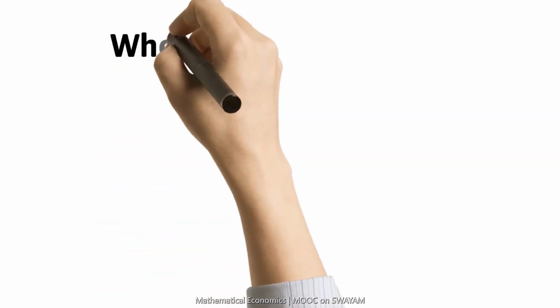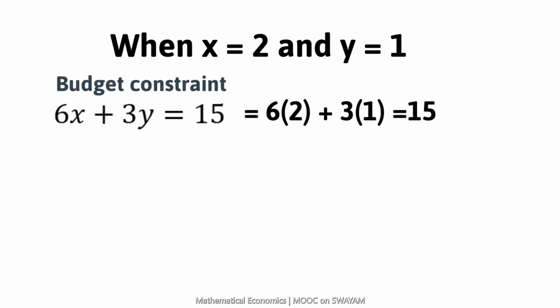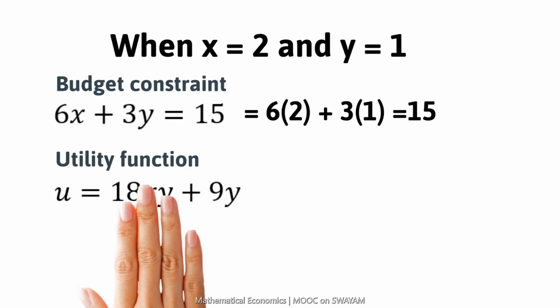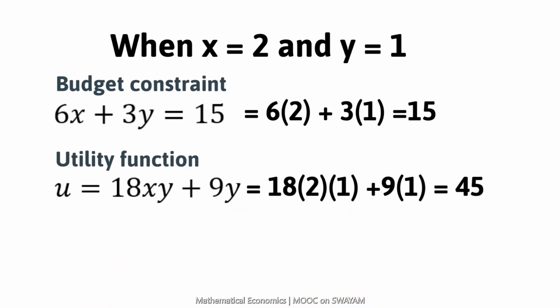What happens if the consumer purchases 2 units of x and 1 unit of y? Again, substituting the values of x and y in the budget equation, we get the budget equal to 15. In this case, the consumer can purchase this combination. Now, let us substitute the values in the utility function. We get utility equal to 45. Will you purchase this combination even though it is within your budget?